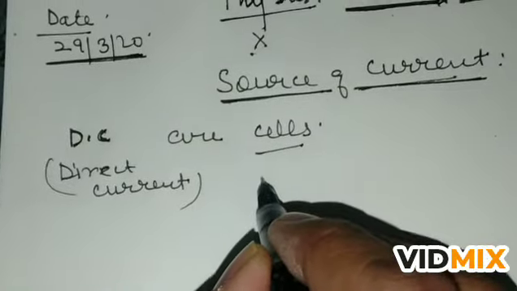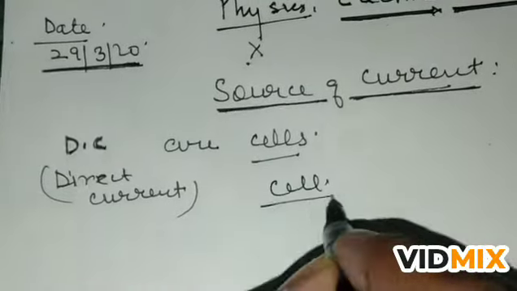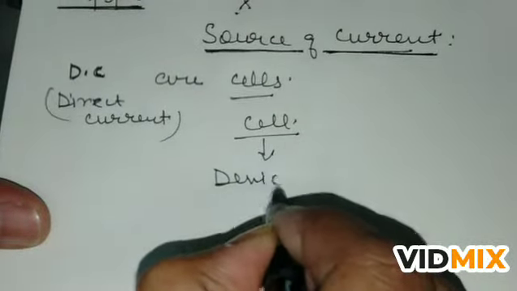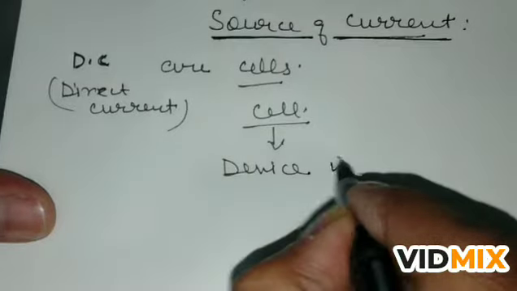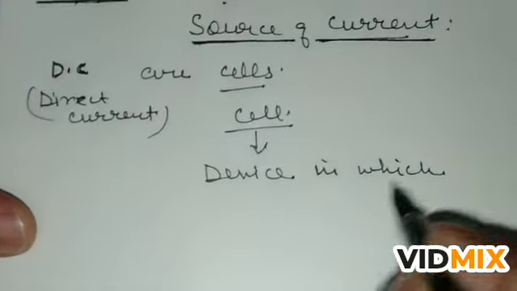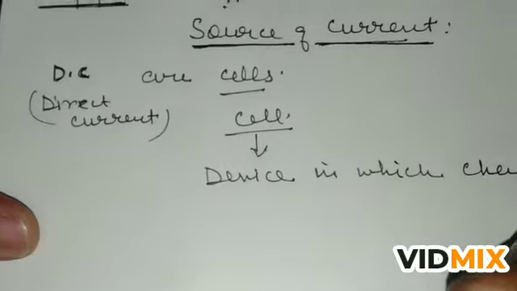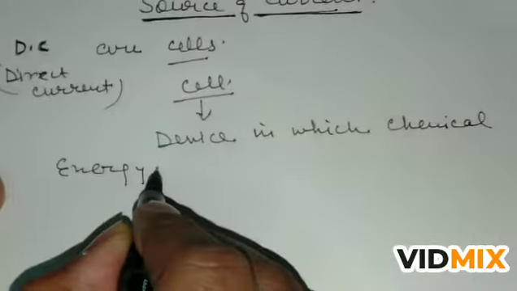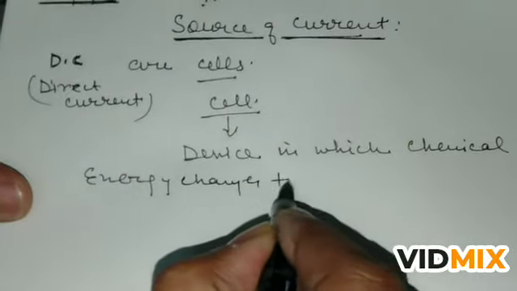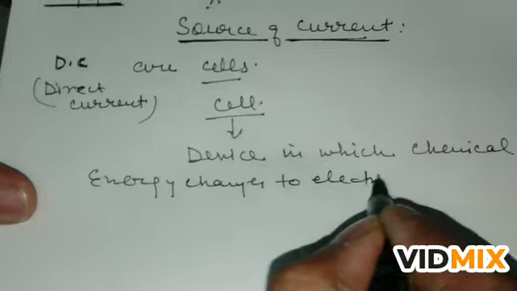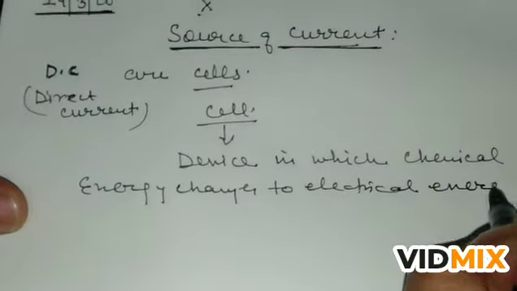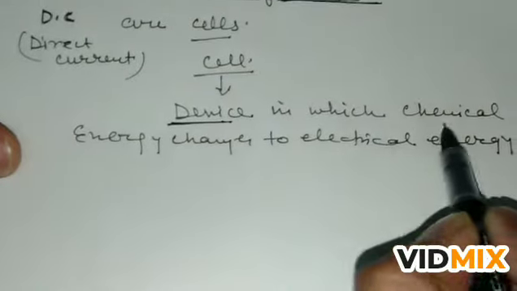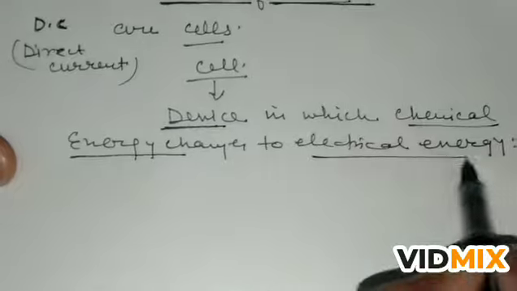You know about cell? Cell is a device in which chemical energy changes to electrical energy. This is very important. Cell is a device in which chemical energy changes to electrical energy.